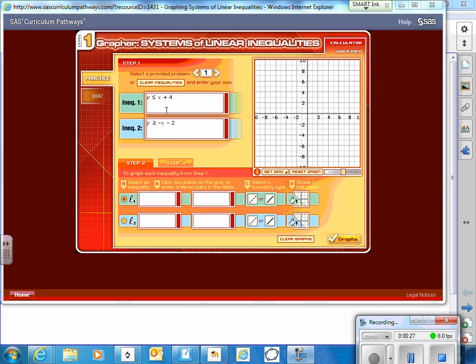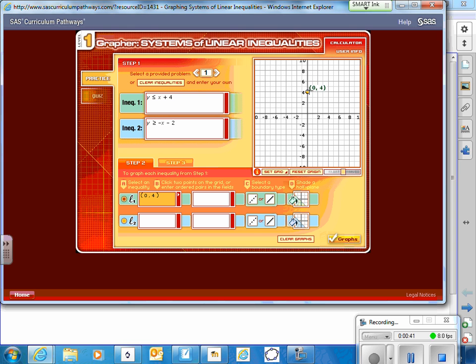So, graphing this system of linear inequalities, it says y is less than or equal to x plus 4. So let's select the line that we're on. That's line number 1. So we'll go to 4, up 1 over 1. Yeah, I have both of those points. So now I connect them with a solid line because it includes equals.